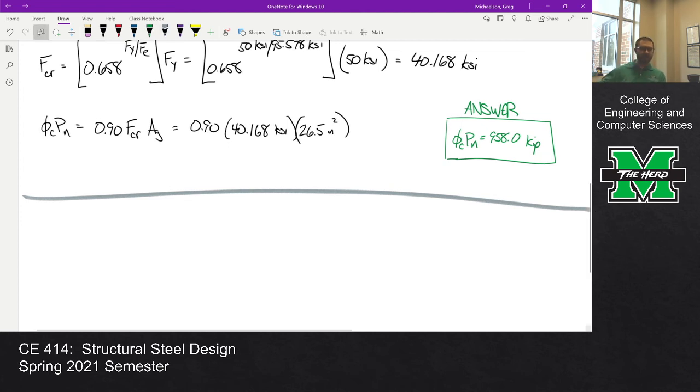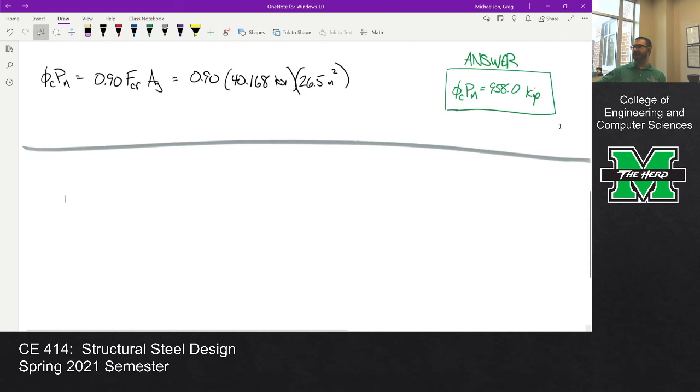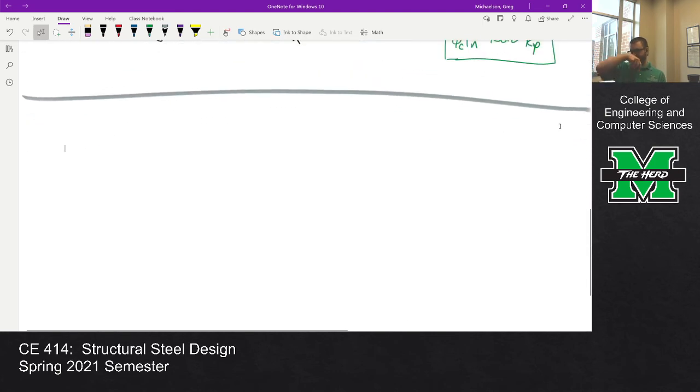I think really the new stuff is this stuff over here, where you're having to determine the worst case KL over R value. Well, it is really easy. You have to do some linear interpolation. The other thing you have to watch out for is that you're using the right axis. Let me pull that up just to give you an idea.